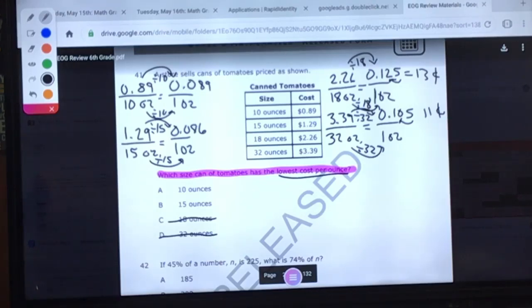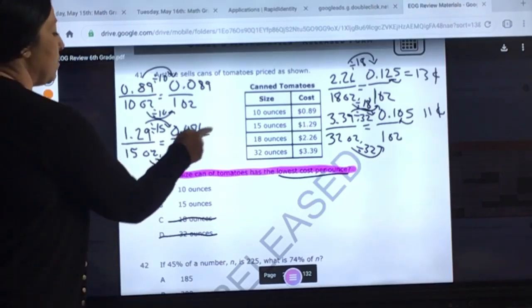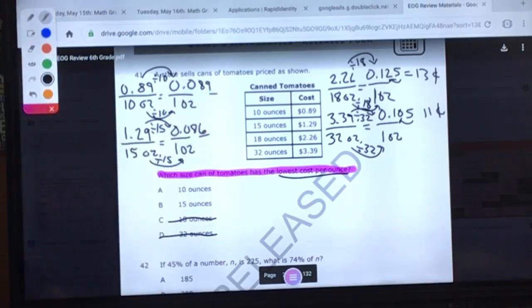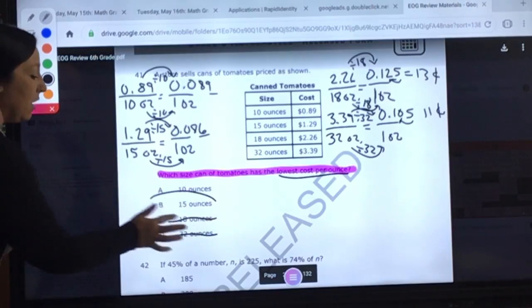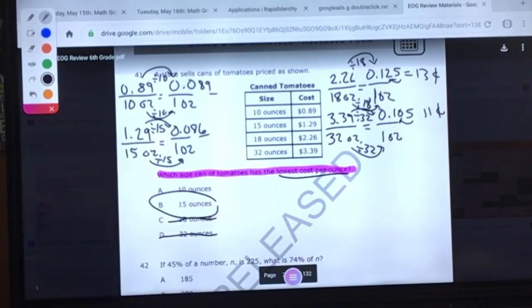Ronnie? 1, 3, 8. So 10 cents is cheaper than 15 cents? You have to look at this number, guys. You have to. Which number is smaller? The 6 or the 9? The 6. So therefore, our answer is 15 ounces.